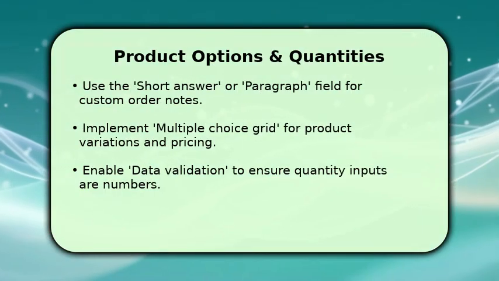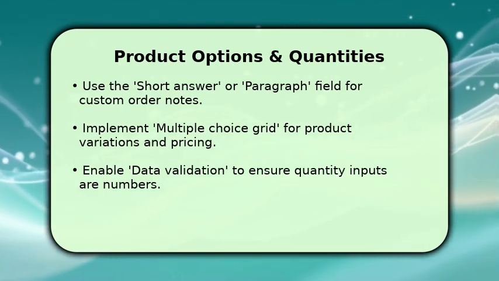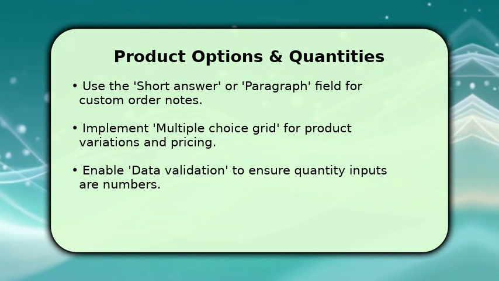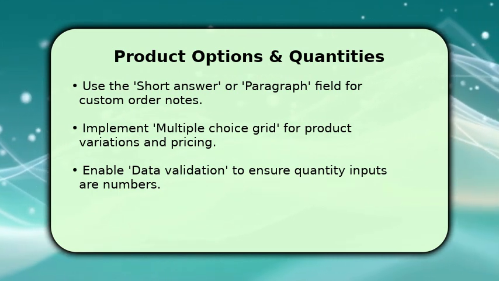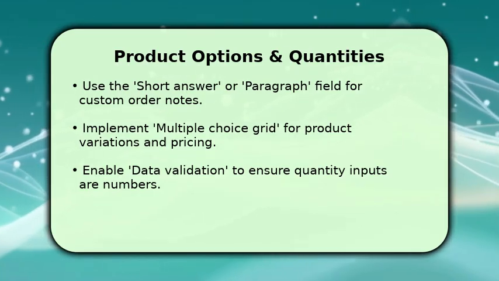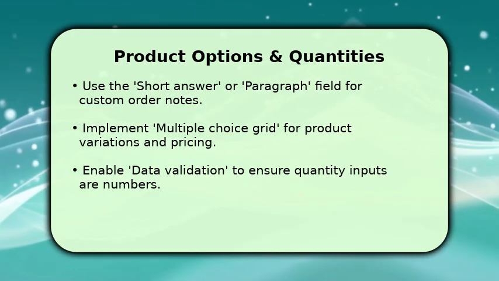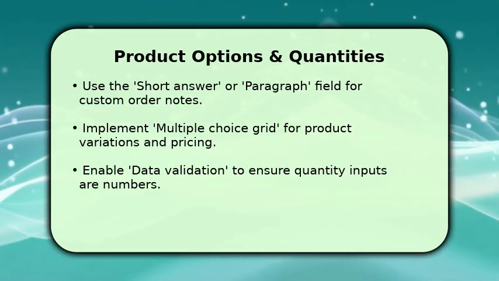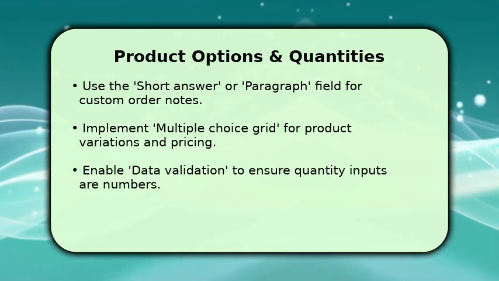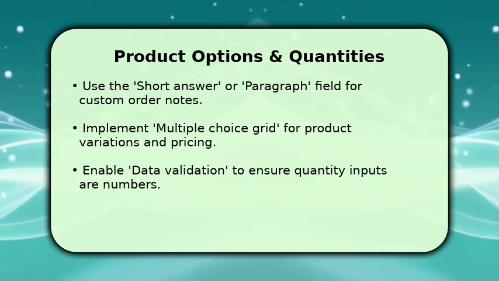Now, let's add your products. For each item, use a multiple choice question to list options, perhaps with prices. To allow customers to specify quantities, add a short answer question for each product and enable response validation to ensure only numbers are entered. You can also use a multiple choice grid for more complex variations, like sizes and colors, making your form highly versatile for many products.